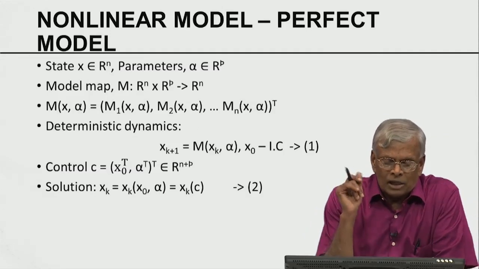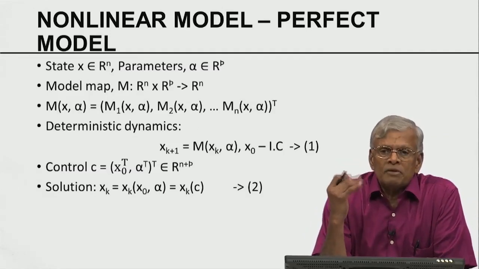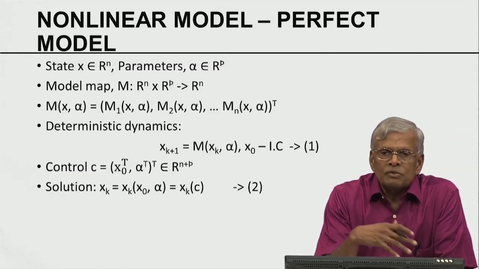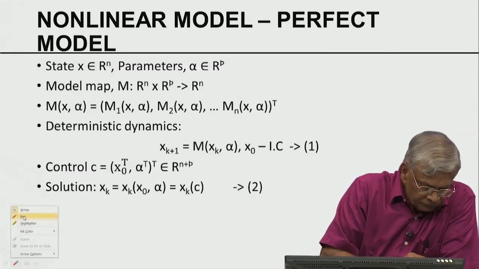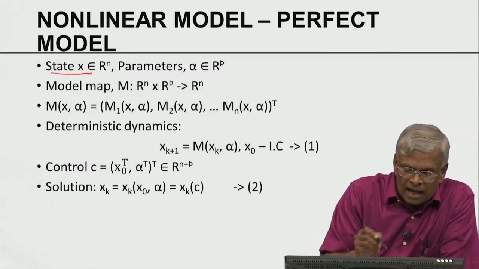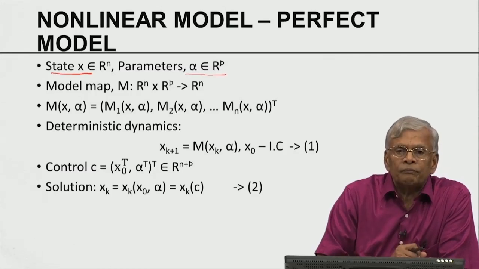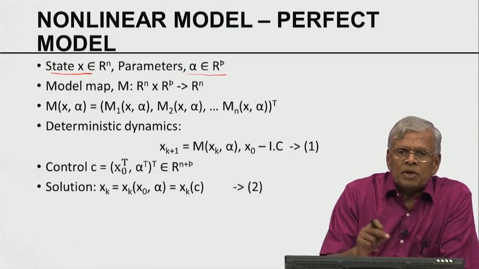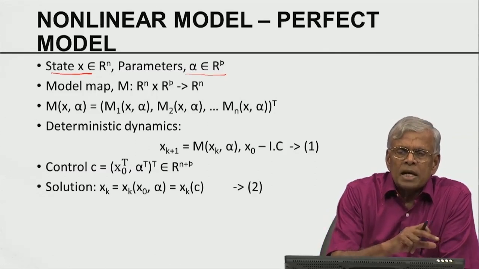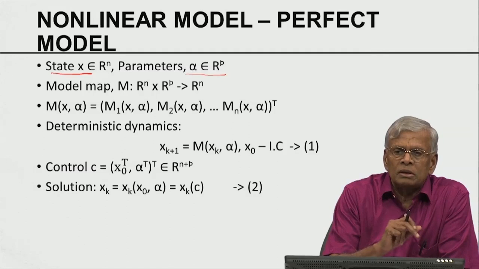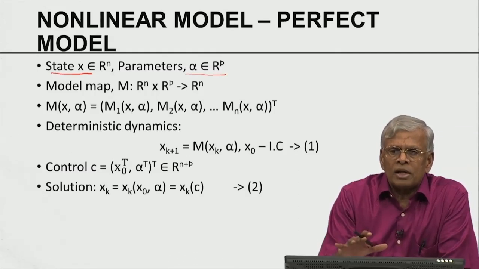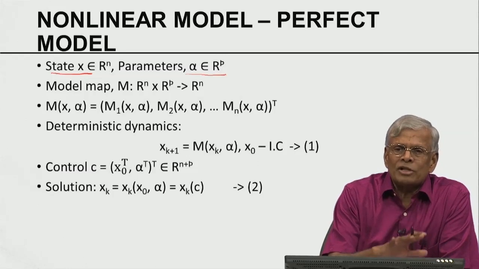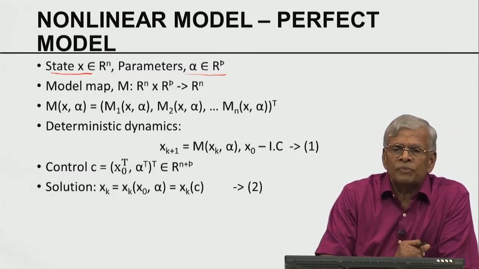So, we are going to start with a nonlinear model, assume the model is perfect. Linear case will be a special case of this. Let x be a state, alpha be a parameter. One difference between this lecture and the previous lecture is that in the previous lecture we assumed the model is perfect, the parameters define the model. Because the model is perfect, we assumed that there is no error in parameters. The only forecast error in the previous talk was essentially due to errors in the initial condition.